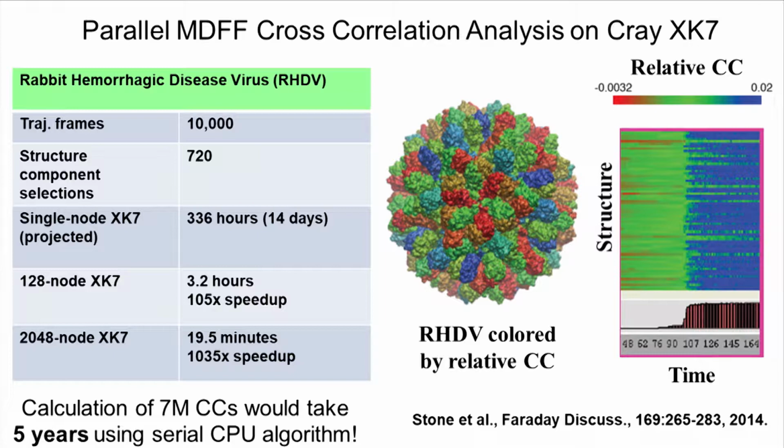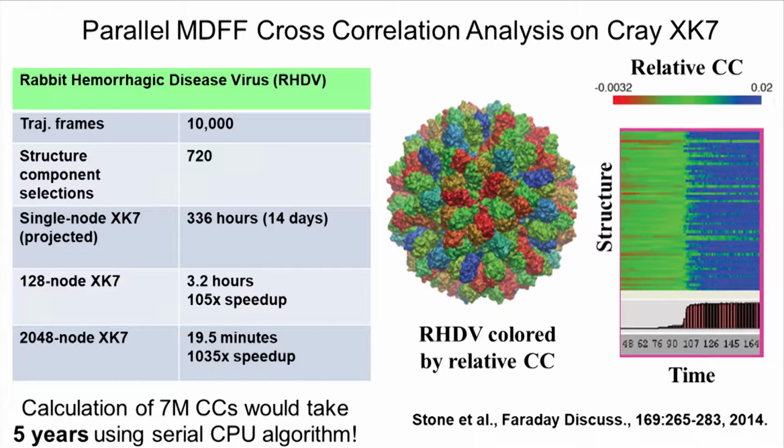So just as an example, we ran a simple parallel analysis script on a Cray XK7, so this was on Blue Waters at University of Illinois. A serial run on one node using a GPU would have taken about 14 days. We didn't actually do it, but that's what we guess it would have taken. Running on 128 nodes, it takes about 3 hours, and on 2,000 nodes, it takes about 19 minutes.